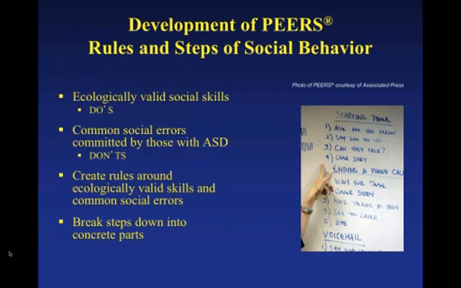So we want to create some do's or steps based on ecologically valid social skills. We also want to highlight to them some common social errors that youth with autism spectrum disorders might be making, and those are what we call the don'ts. So we create rules around the ecologically valid skills and social errors, and then we break down the steps into concrete parts. As you can see, there's a picture here. This is a simple phone conversation topic, and we break it down by each step so that it's easier for them to follow through.